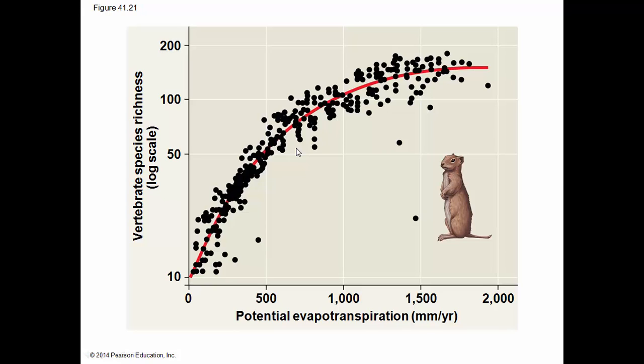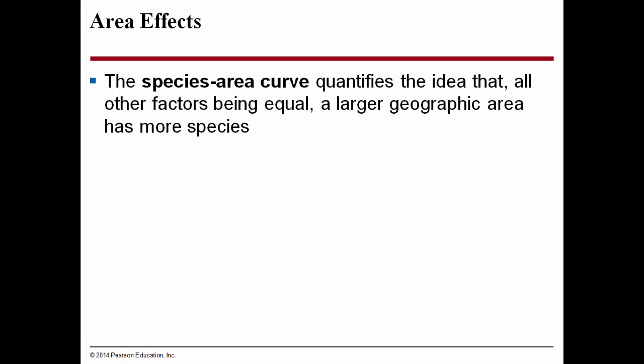Vertebrate species richness in North America increases most predictably with potential evapotranspiration, just expressed as rainfall equivalents. The species-area curve quantifies the idea that, all other factors being equal, a larger geographic area has more species. This ties into a phenomenon called island biogeography. If you look at a small island in the Hawaiian Islands, like Midway, which is a coral atoll associated with the Hawaiian island chain, it's a very small island. Compared to the big island of Hawaii, there's going to be greater biological diversity on the larger island and lower biological diversity on the smaller island.